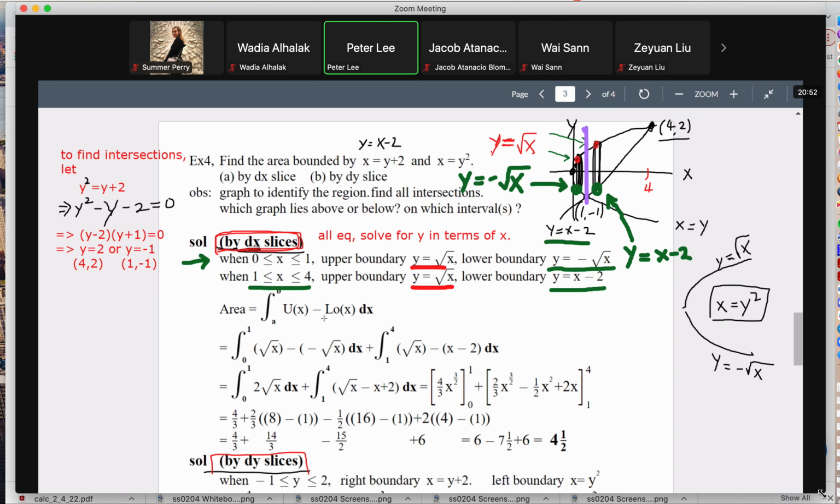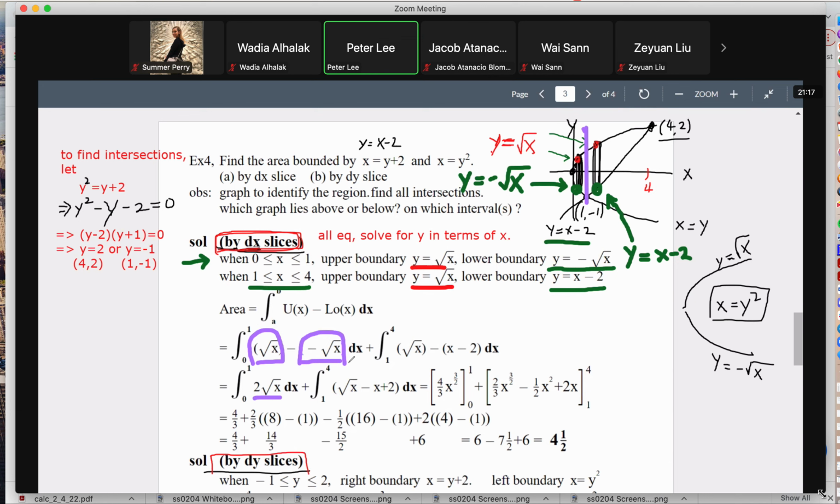So, integral from 0 to 1. Let's look at this. From 0 to 1, the upper boundary function is y equals square root of x, minus the lower boundary, which is this. Now we have a double negative here. This is the upper boundary, and minus the lower boundary, and then we have to subtract it. So we end up getting a double negative, and we get this when you simplify.